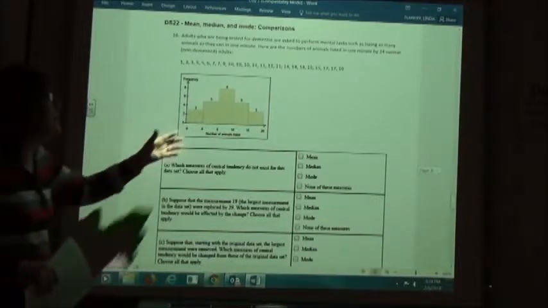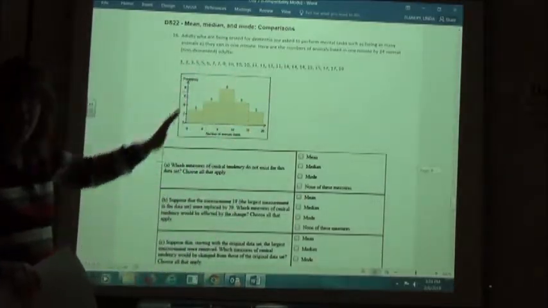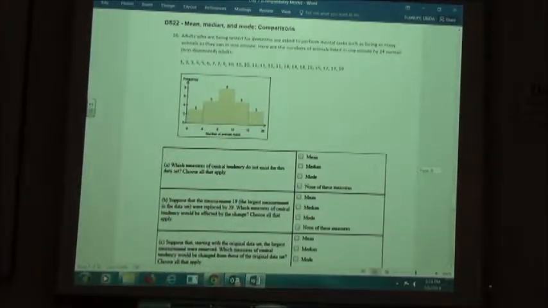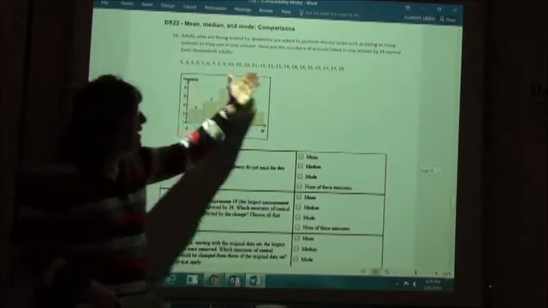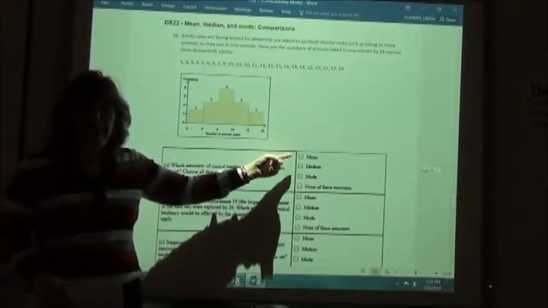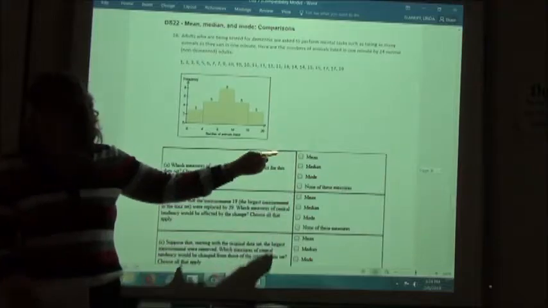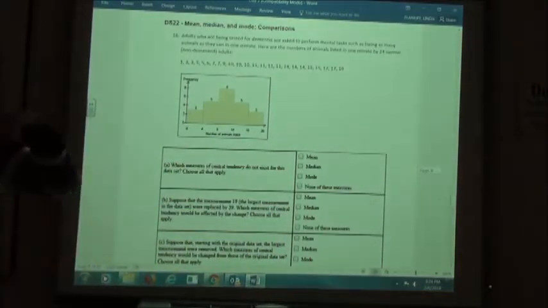And in fact, they gave you a table too. Not that that makes a whole lot of difference either way. It says, which measures of central tendency do not exist for this set of data? If I have this set of data, can I find the mean? It's not telling us to find the mean, can I?